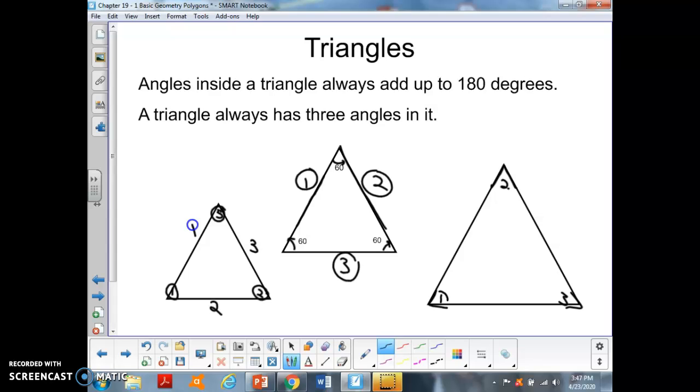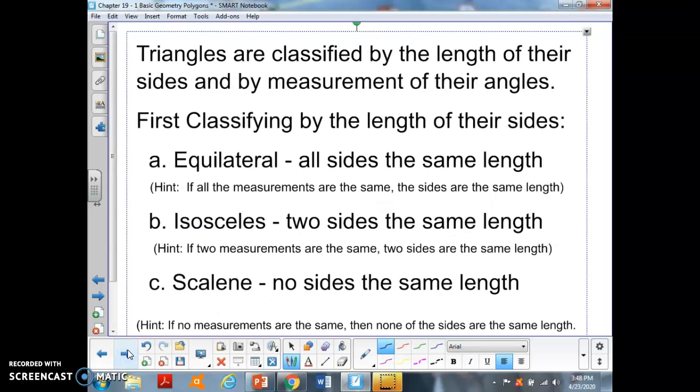Okay, so there's an angle inside, angle inside, angle inside, and then we have the sides on the outside of a triangle, 3 sides. And that's important because triangles are classified by the length of their sides on the outside and by the measurement of their angles on the inside. So it's very important that you look at page 458 and read through that a couple of times. I'm going to go over it briefly. As you watch the video, you might need to pause and read it and study it a little bit. First, classifying by their sides.